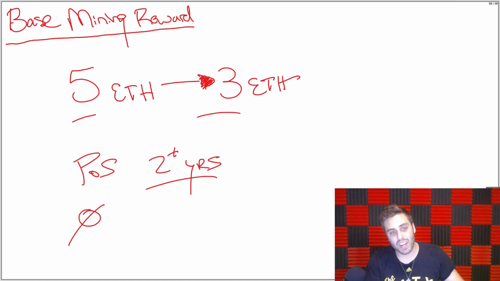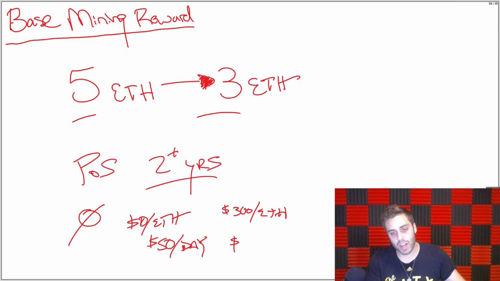So the price of ether at the last hard fork was around $10 per ETH, which means if you were mining 1 block a day, you were making $50 a day. But now, with the current price at like $300 per ETH, if they're mining 1 block a day, they're making $1,500 a day. And that's serious money. That's like $500,000 a year in revenue.